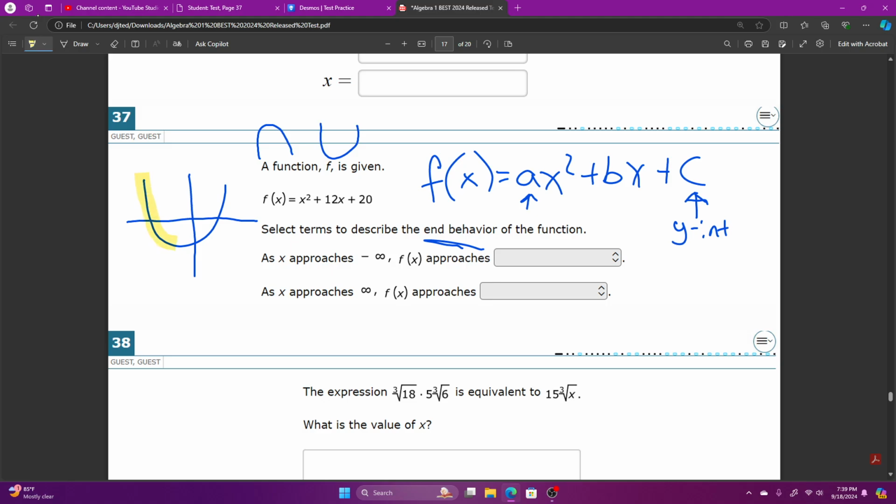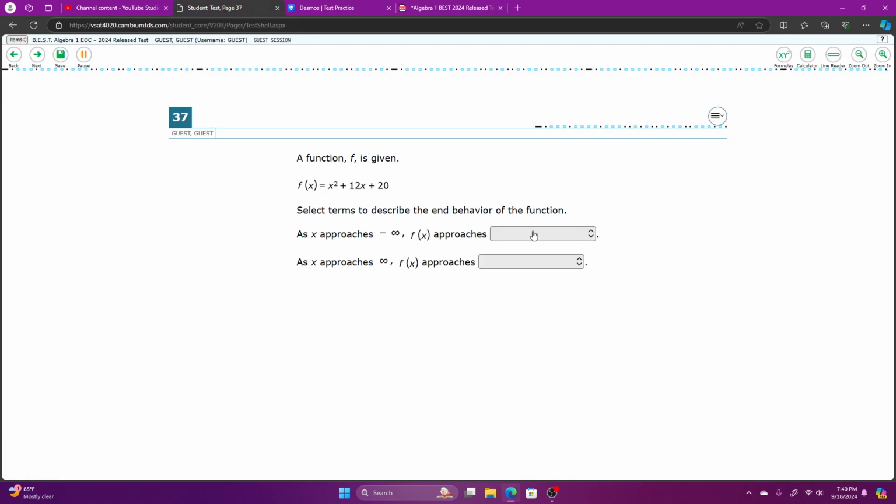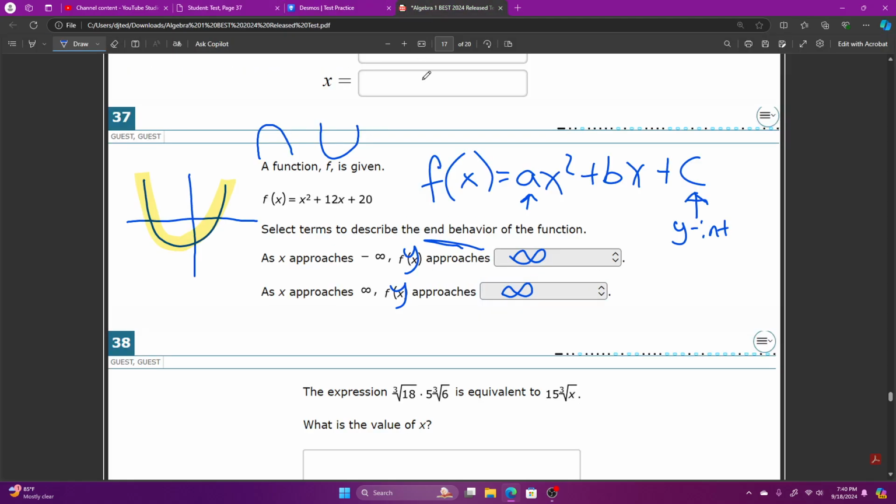So our end behavior says that as the x values are approaching negative infinity, what is f of x? And f of x is your y. What is y approaching? Your y's are going up to positive infinity. And over here, as x approaches positive infinity, your y's approach positive infinity also. I didn't really see anything for end behavior to practice in IXL, but we can go ahead and enter that. Positive infinity and positive infinity. That's all we needed to know to answer that question.